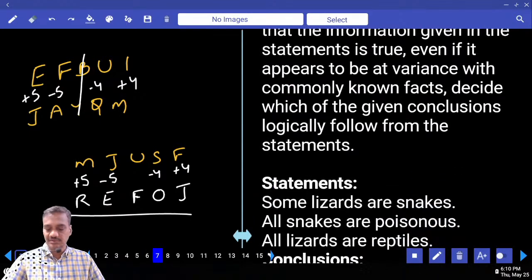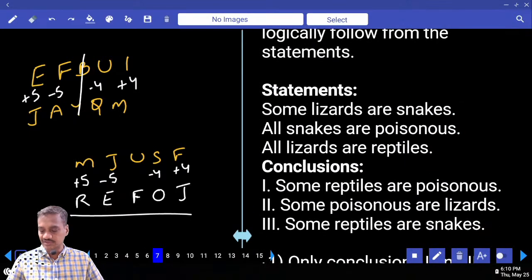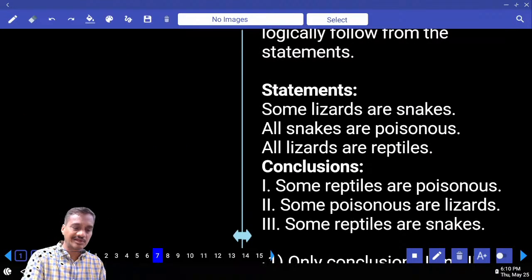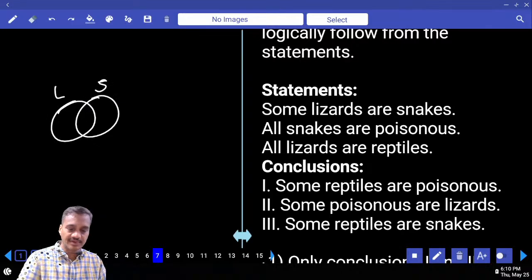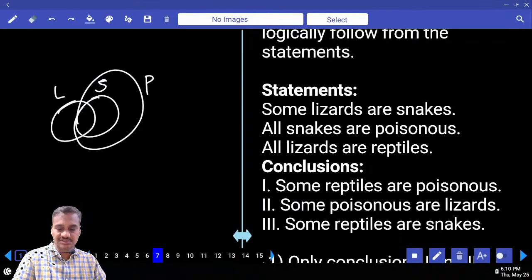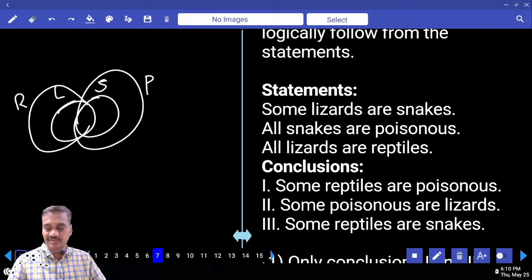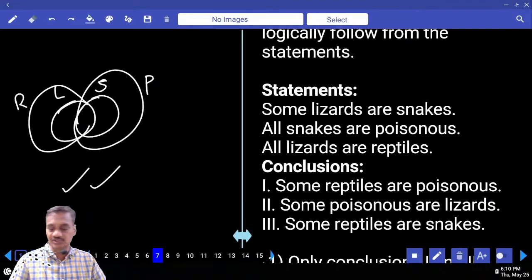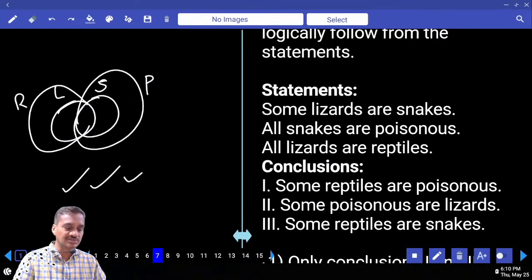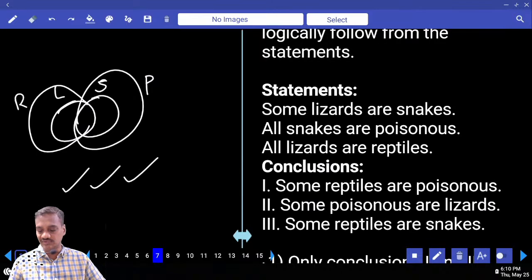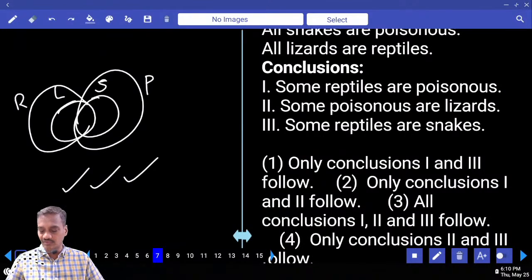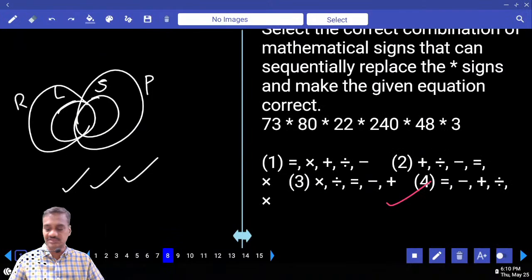Then seventh one. Some lizards are snakes, and all snakes are poisonous. This entire snakes is a part of this poisonous, and all lizards are reptiles. Then coming to the first one, some reptiles are poisonous, definitely true. Some poisonous are lizards is also true. Some reptiles are snakes is also true. So what is your answer? All the given conclusions are true. All 1, 2 and 3 follow, choice 3, question number 7.